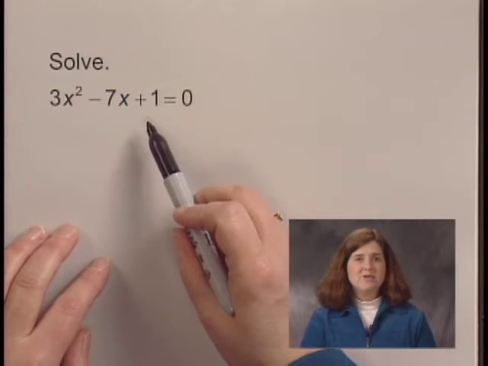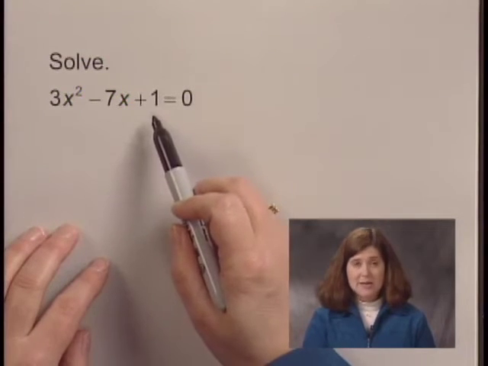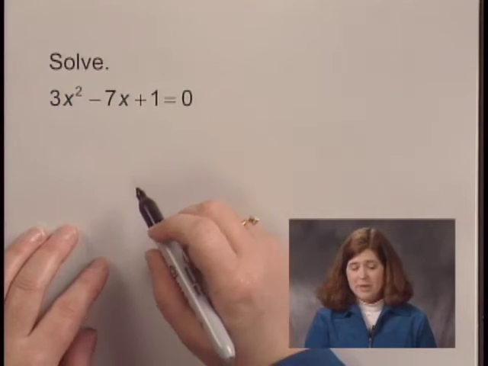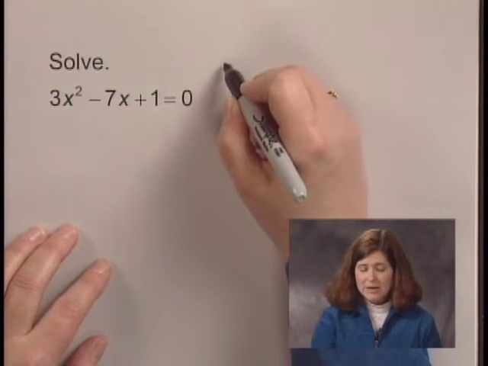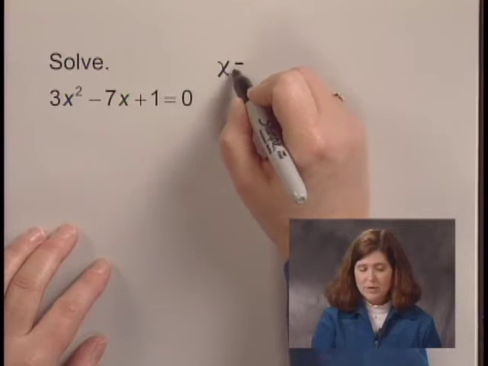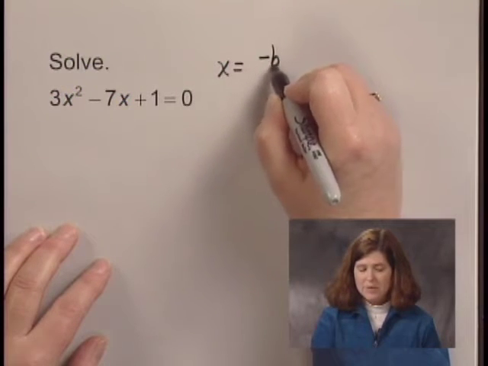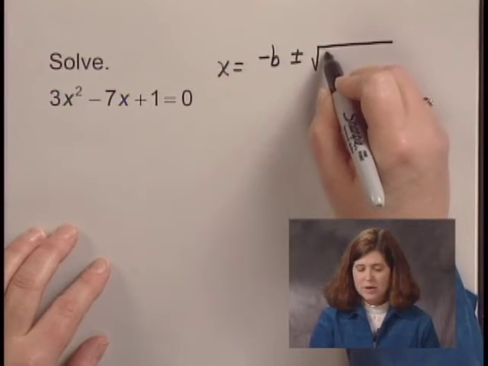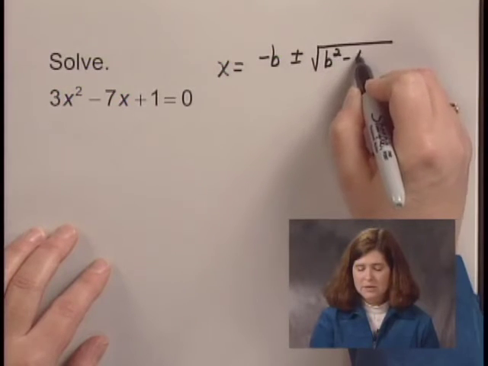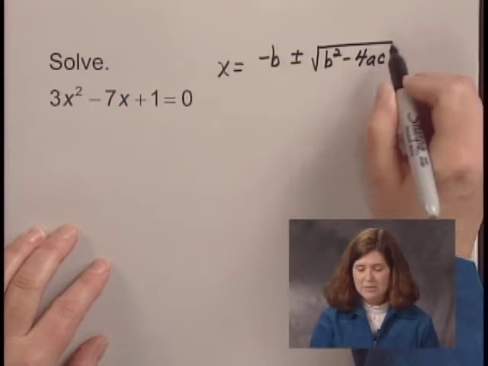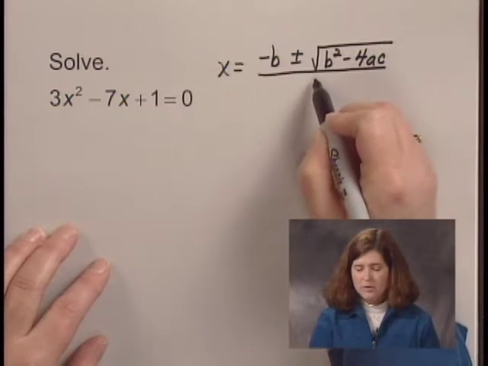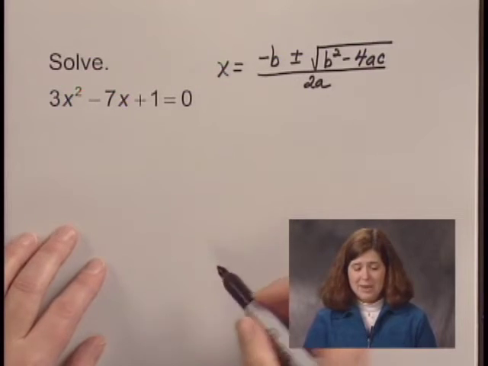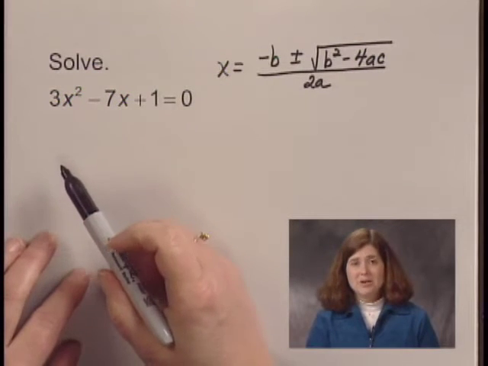We would try to factor this, and we're not able to factor it, so we need to use the quadratic formula. The quadratic formula is x equals the opposite of b plus or minus the square root of b squared minus 4 times a times c all over 2a. You need to memorize this. We need to determine what a, b, and c are.